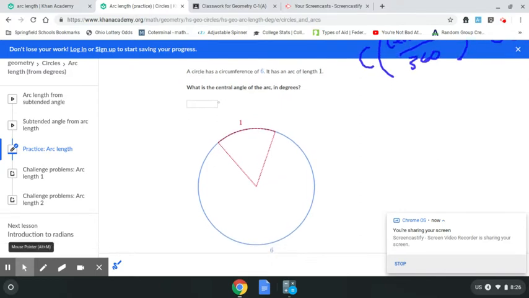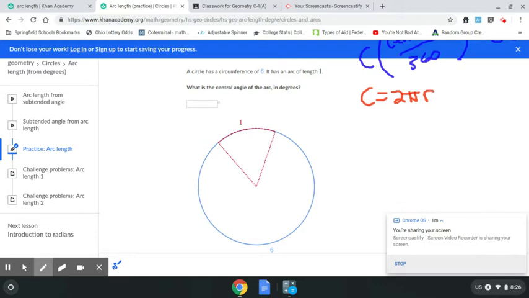Circle has a circumference of 6. It has an arc length of 1. What is the central angle? So in this case, we need to find the central angle. For this one, though, there has been some confusion on when to use pi and when not to use pi. First of all, the circumference, the formula is 2 pi r or pi times diameter, either one you look at.